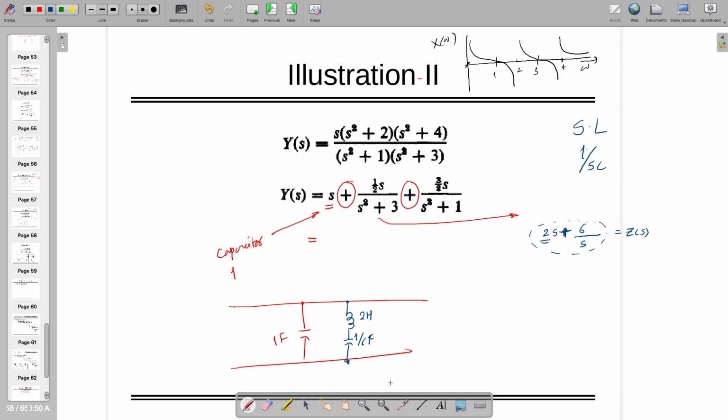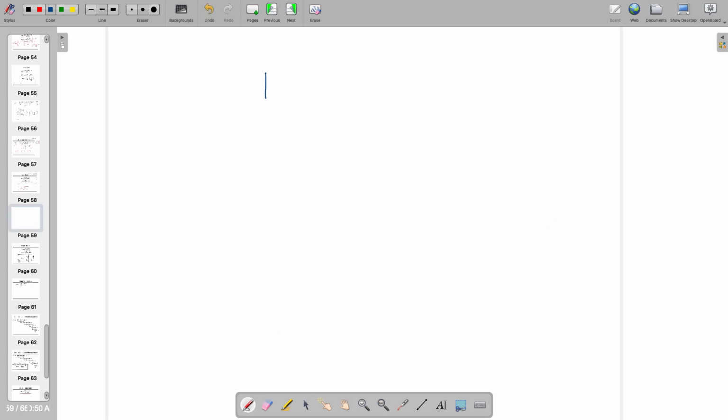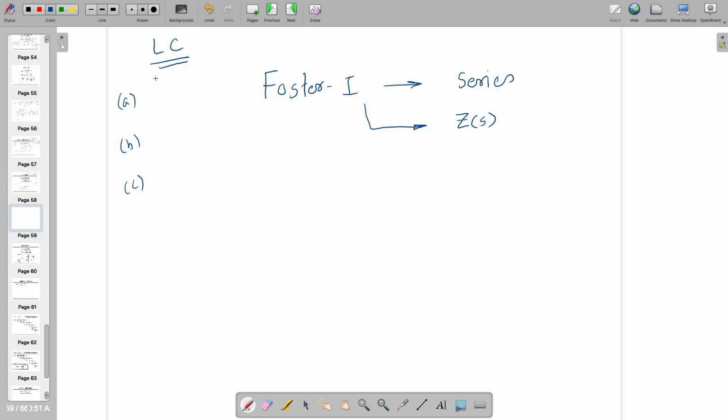So I believe there is no problem in Foster 1 and Foster 2. Summarizing Foster 1: it is also known as the Foster series technique, and this is applicable to impedance functions. When it's LC, it follows 3 properties. LC and CL are the same in our function. In LC, you will have more number of zeros. In CL, you will have more number of poles.